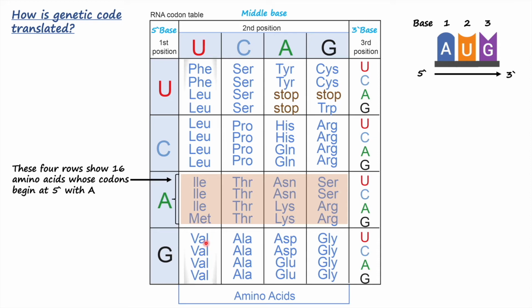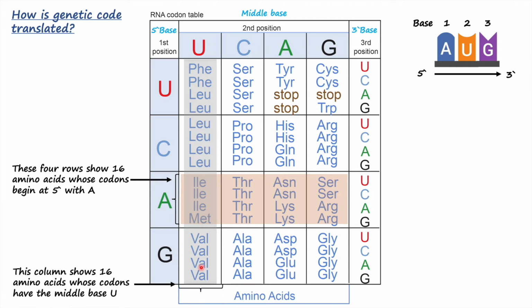Now second, let's focus on this first column. So this also contains 16 amino acids, and all these 16 amino acids, their middle base is uracil. And likewise, if you focus on the second column, all these 16 amino acids located on the second column, their middle base would be cytosine. So likewise it would be for adenine and guanine.